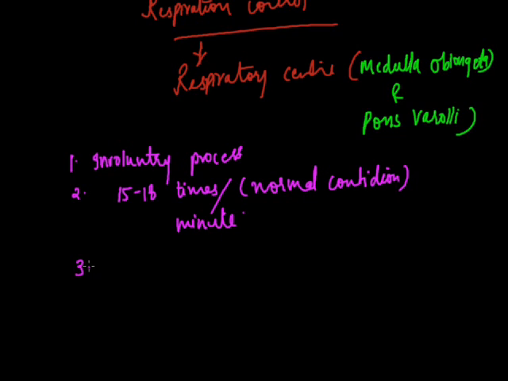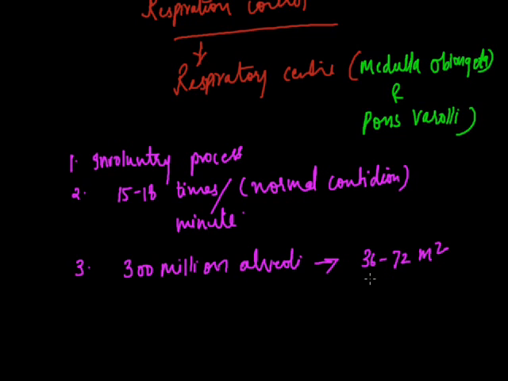Now the total area for gaseous exchange is covered through 300 million alveoli. Around 300 million alveoli are present, and the total gaseous exchange area they provide is 36 to 72 square meters in each lung. Each lung consists of this much area for the exchange of gases.